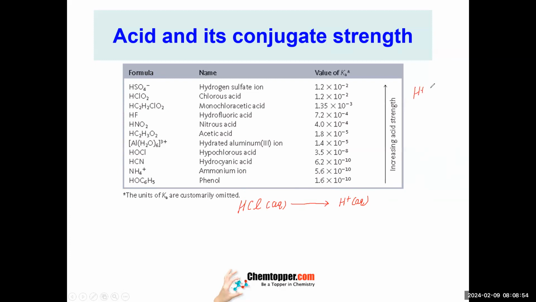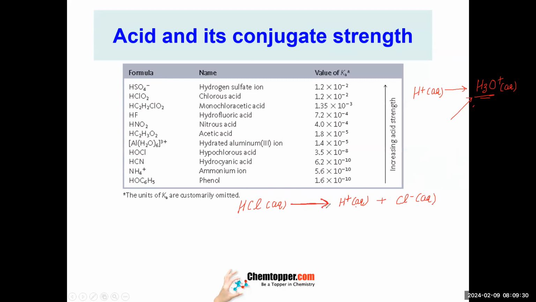So H+ aqueous means H3O+. Remember the definitions by Arrhenius and Bronsted. Bronsted was up to H+, but Arrhenius was saying if you get H3O+ in water, it's an acid. So rather than writing H3O+ for acids, we can write H+ aqueous. But the meaning is this, plus Cl- aqueous. The reaction is totally in this direction.